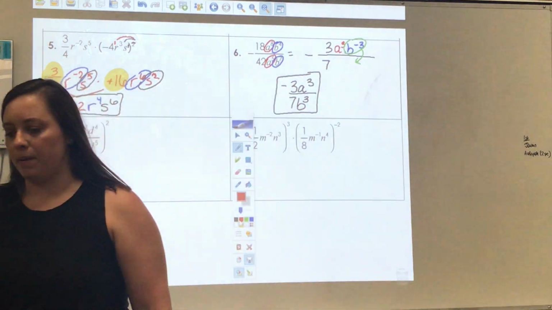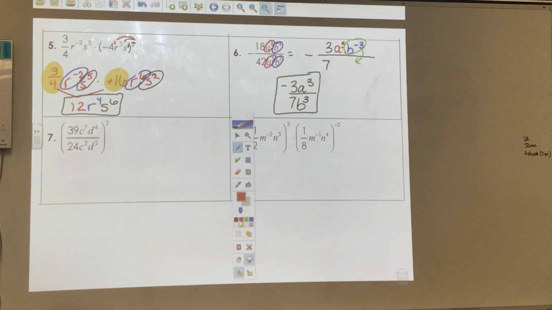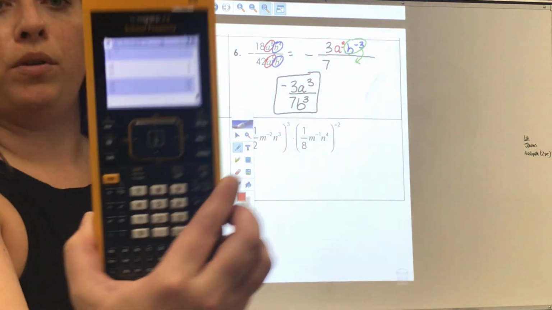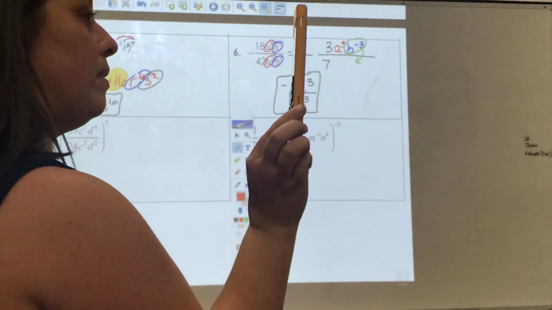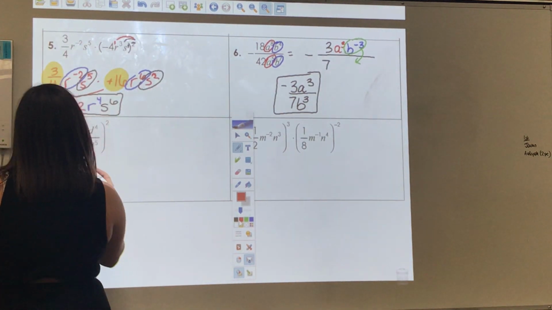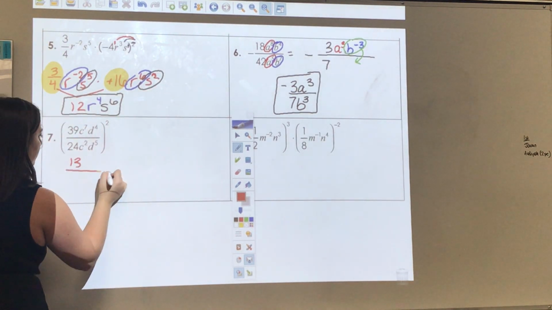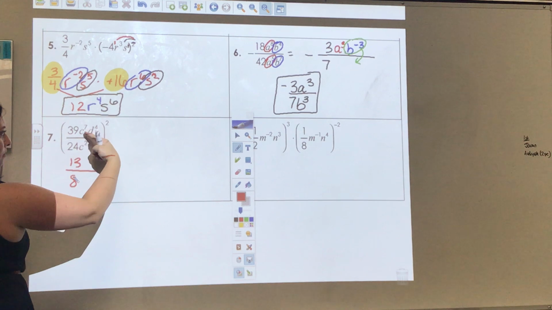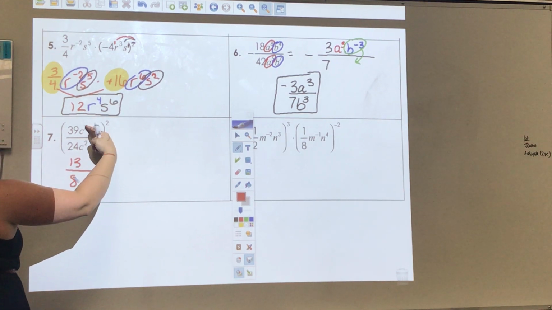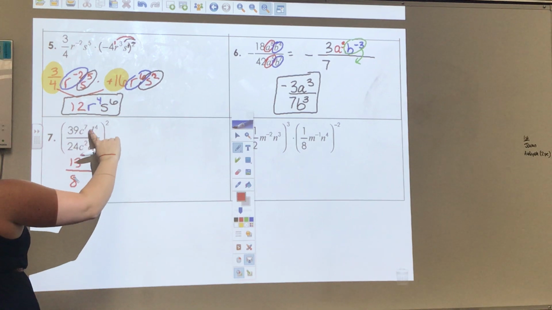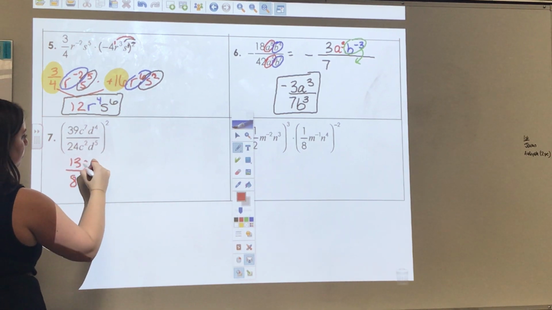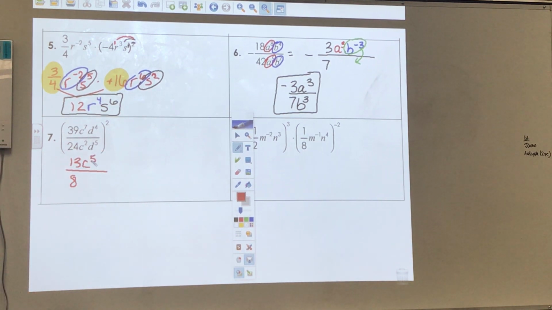Okay, so once again I'm going to type in 39/24. So it simplifies to 13/8. Here, we got c to the 7th, c squared. What do I do with these? Subtract. So 7 minus 2 is 5. We get c to the 5th.